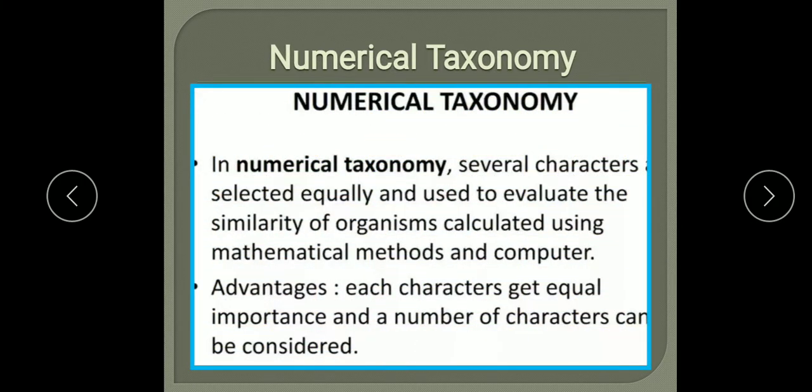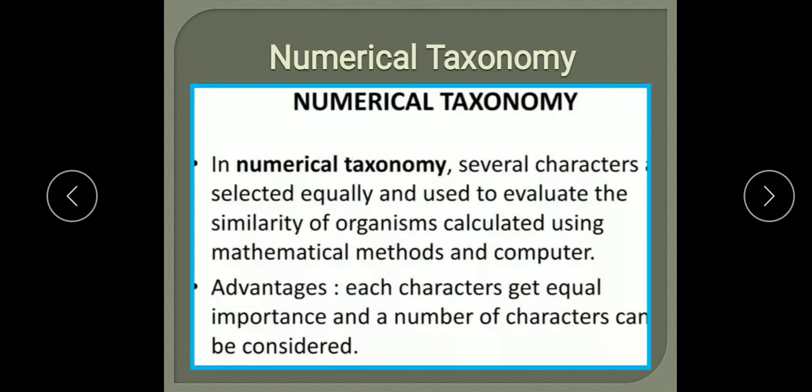Now the third type of taxonomy is numerical taxonomy. It is understood from the name, numerical means number. So in numerical taxonomy, several characters are selected equally and used to evaluate the similarity of organisms, by using mathematical methods and the computer. These similarities are calculated using mathematical methods and computer. What are the advantages here? Each character gets equal importance, and a number of characters can be considered. So this is numerical taxonomy.